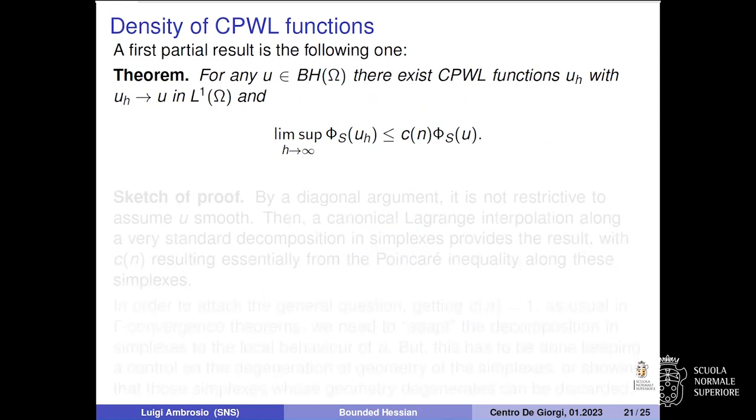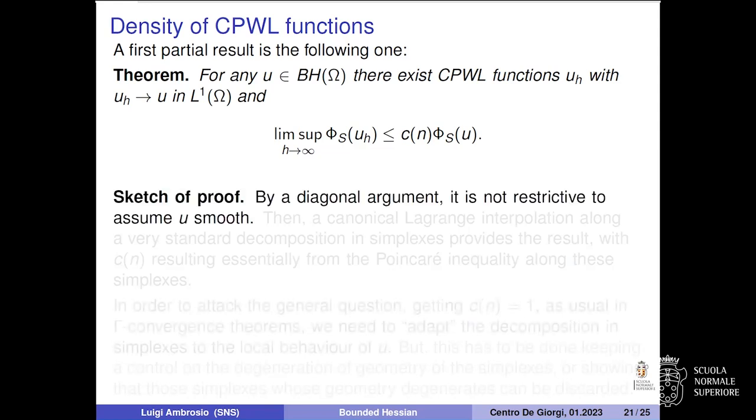But, okay, before coming to the solution, let me stress with this intermediate result where the difficulty comes from. A result which is easier to prove, and actually this will be true for any choice of φ, is that you can find an approximating sequence with convergence in energy, let's say up to a multiplicative constant which depends on the dimension. So let's say a suboptimal approximation.